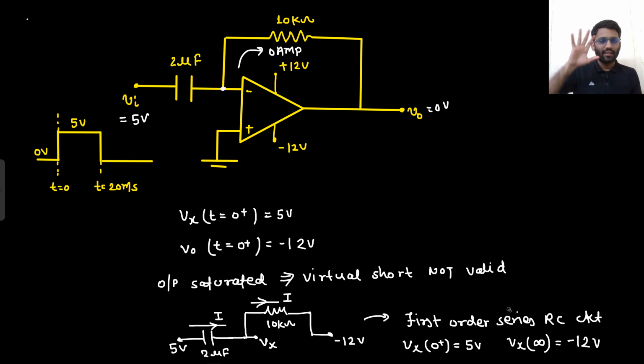So we started with the initial structure. We saw that there is 5 volt. Then the 5 volt came towards the negative node. Then your output was minus 12 volt. If your output was minus 12 volt, then we got to know that your output is saturated. So the concept of virtual short is not valid.